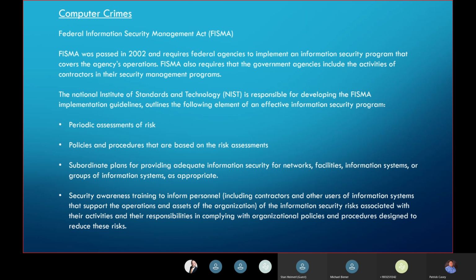It's a big word salad, but the main thing we're getting at is what I said earlier. We've got to make sure that these contractors also follow the same guidelines. So making sure they're trained as well is very important.